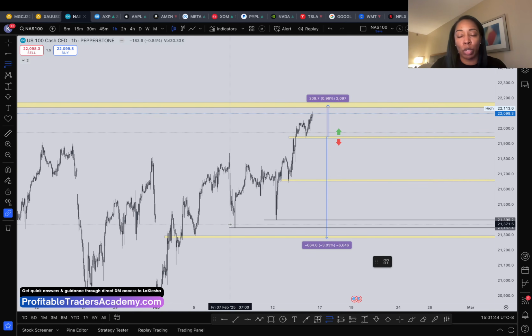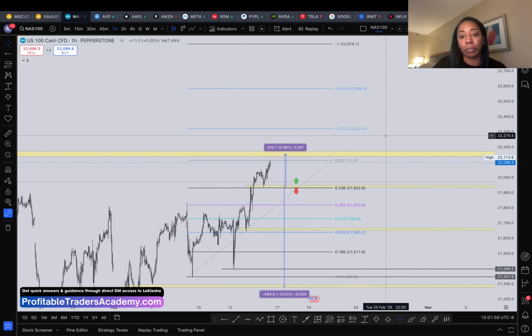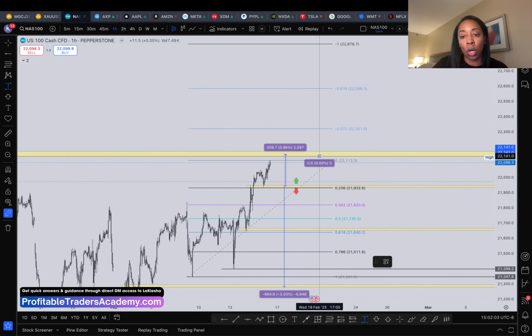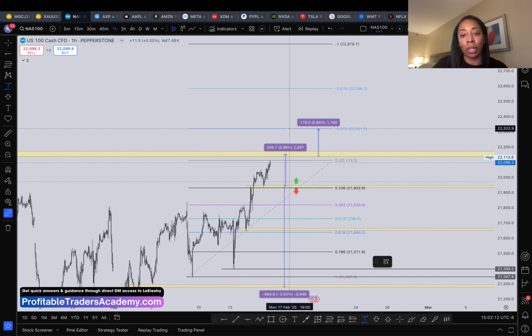Just in case price continues to push higher, one of the things that I would be using is basically my Fibonacci retracement tool, because it acts as a ruler and kind of gives a projection of where price could potentially go. So looking at these areas, I would actually start right here and then go to this height right here. And then my additional area that I would target would be up here at this negative 27 extension, and this number is at 22,321.